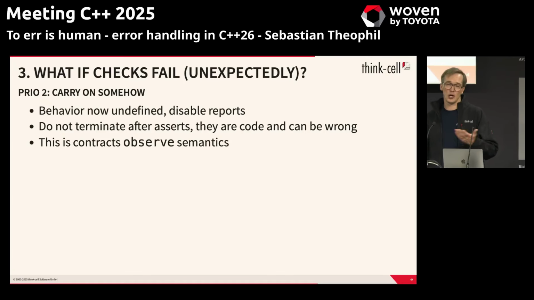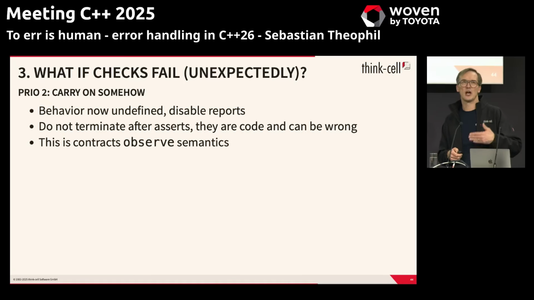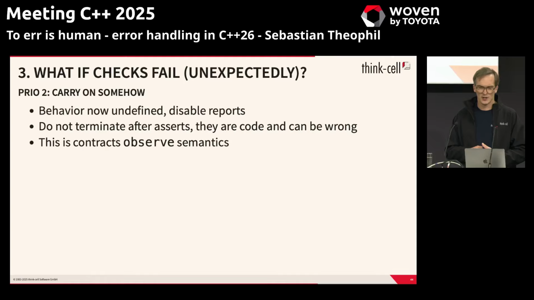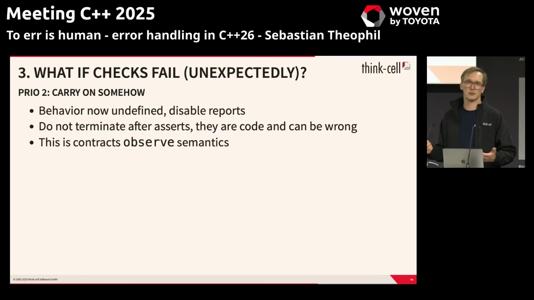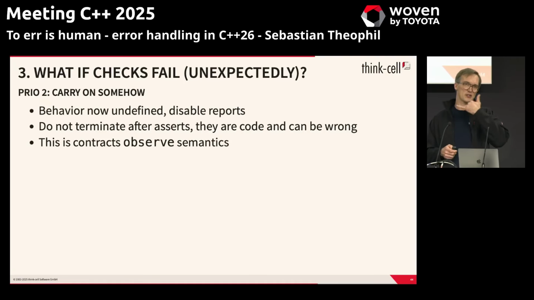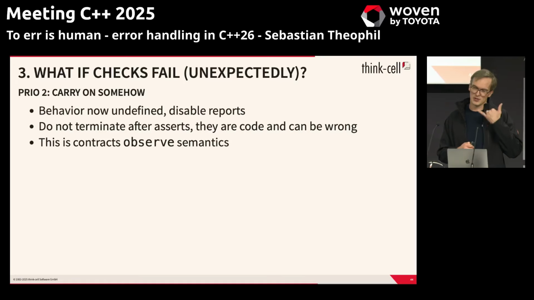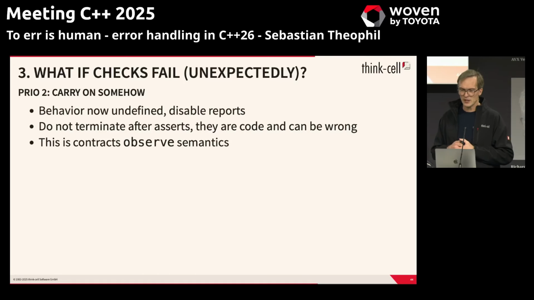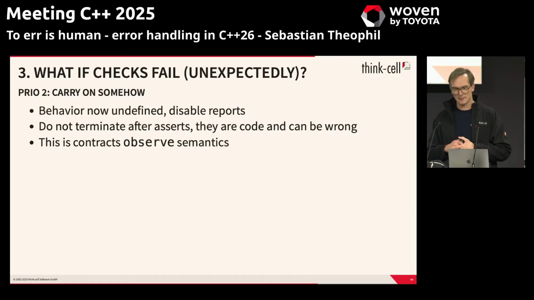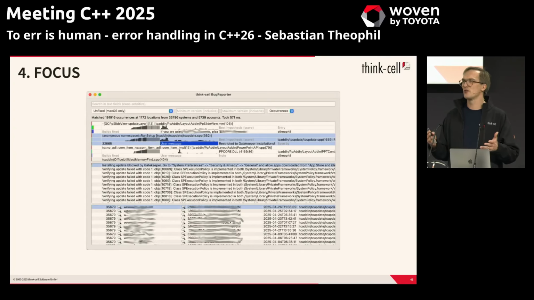Asserts can be our code, and they can be wrong, and I want our developers to write asserts. So I don't want to punish them by having customers call saying, oh, these assert messages pop up all the time. Please do something about them. So like I said, this is observed semantics. And then we try to focus on the areas that matter most.